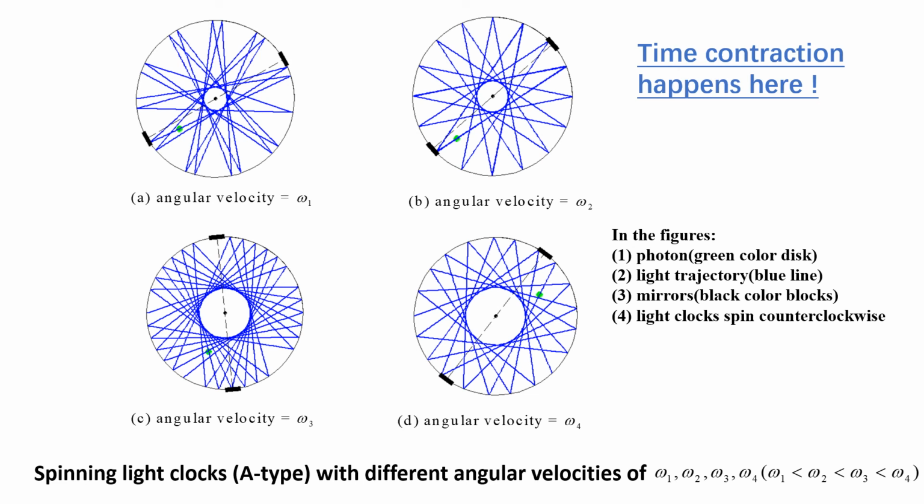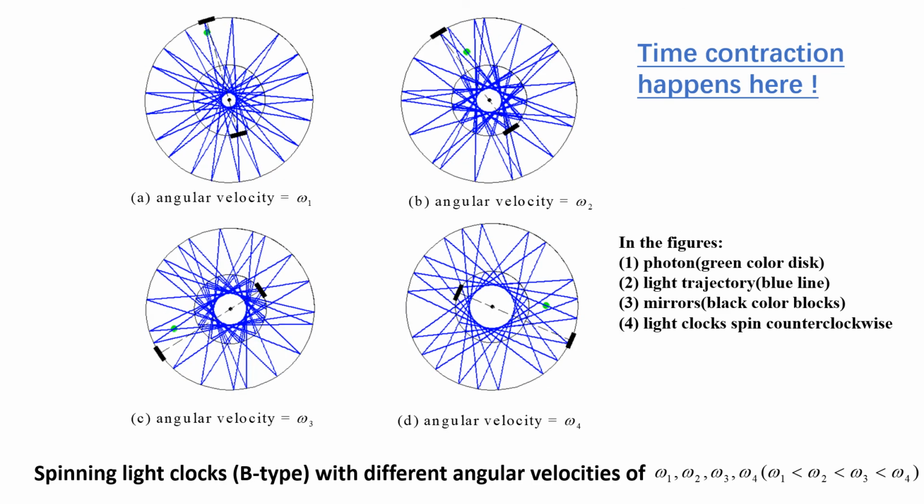This slide shows the A-type spinning light clocks with 4 different angular velocities: omega 1, omega 2, omega 3, and omega 4, where omega 1 is less than omega 2, omega 2 is less than omega 3, and omega 3 is less than omega 4. In the A-type, one mirror is here and the other mirror is here. The two mirrors move along the same circular trajectory.